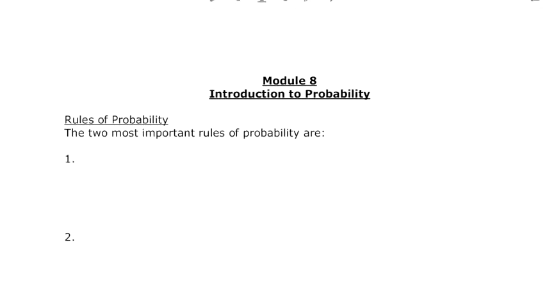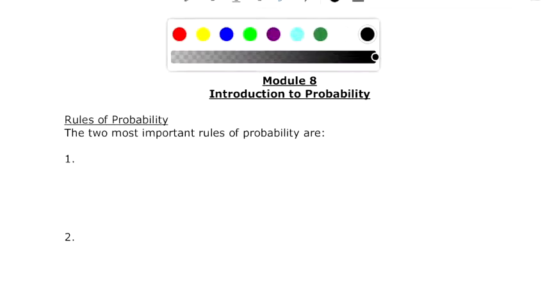These are the video notes for Module 8, an Introduction to Probability. We will be looking exclusively at probability throughout the remainder of Unit 2. So the first thing we need to establish is rules for probability. There are two rules that we're going to need to remember for the rest of the semester.